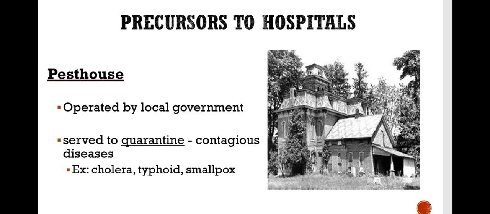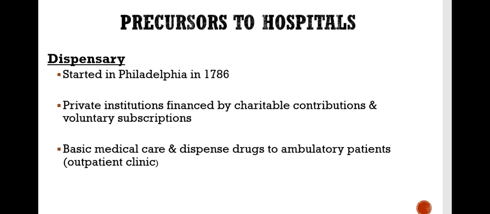We also had pest houses. Here's another example of a pest house, which was operated by the local government and served primarily for quarantine of contagious diseases. So they would quarantine examples of the type of diseases: cholera, typhoid, smallpox.